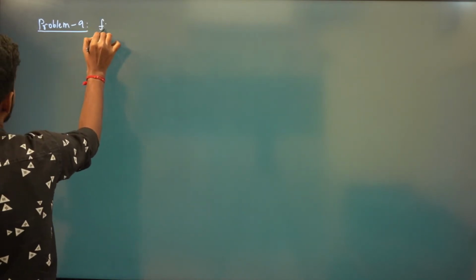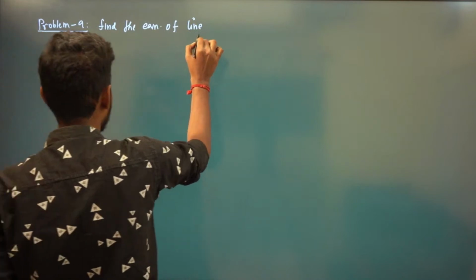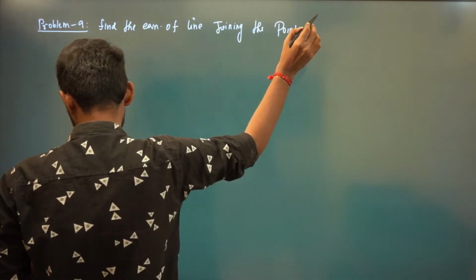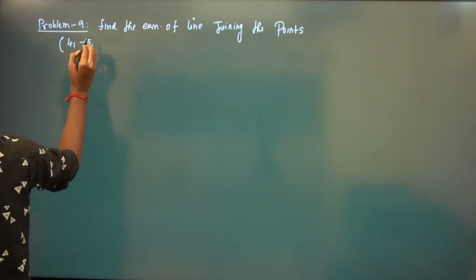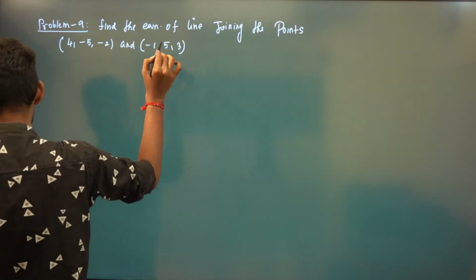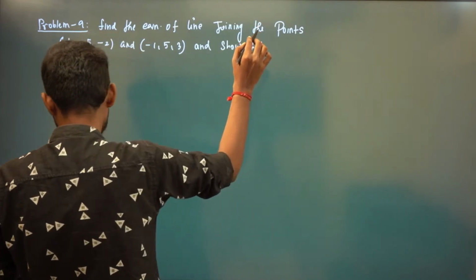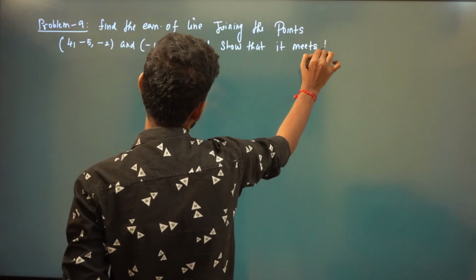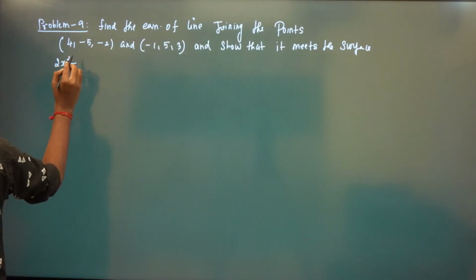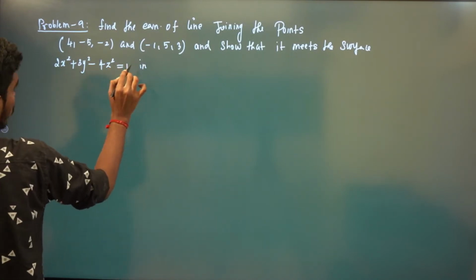Find the equation of the line joining the points 4, minus 5, minus 2 and minus 1, 5, 3, and show that it meets the surface 2x square plus 3y square minus 4z square equal to 1 in coincident points.